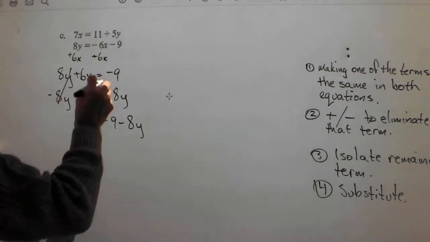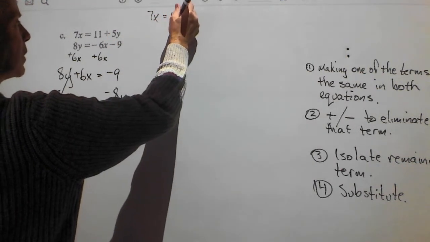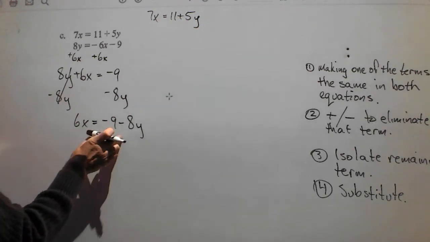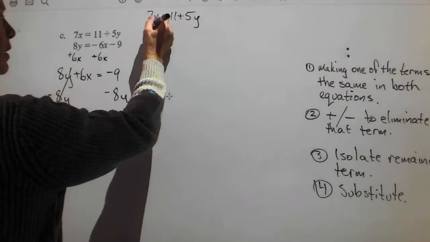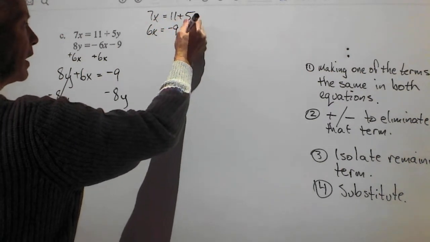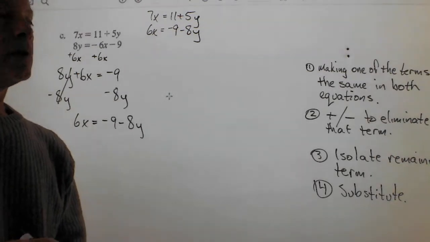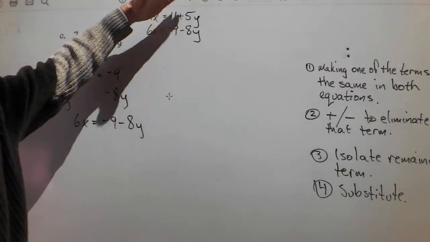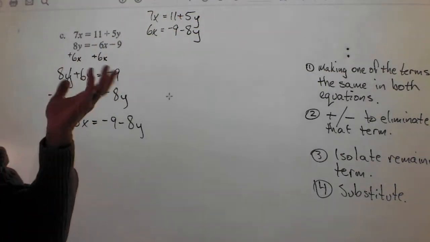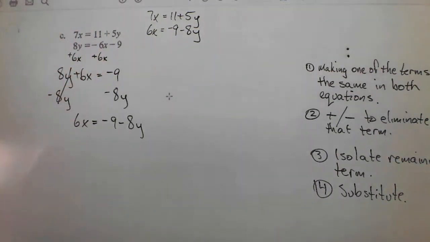Okay? So I'm going to rewrite this as 7x equals 11 plus 5y, my first equation. My second rearranged equation, 6x equals negative 9 minus 8y. And now I have everything lining up. Okay? I'm still not done. I decided to do this one because it is a bit of a pain. There's a lot of manipulating to do.